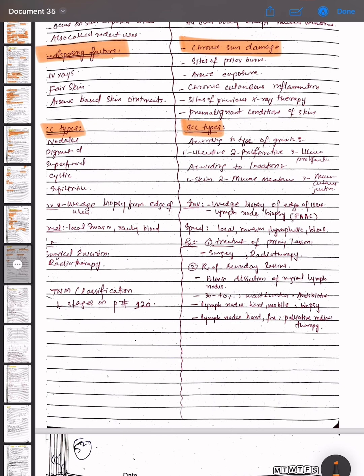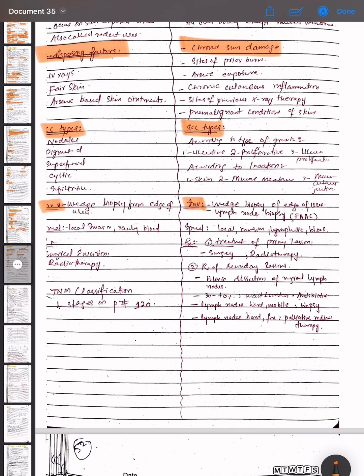What are the investigations that are done for the basal cell carcinoma? These are biopsy from the edge of the ulcer. While in the squamous cell carcinoma, biopsy of the edge of the ulcer and lymph node biopsy, fine needle aspiration is done.